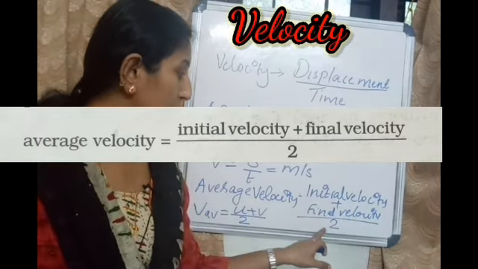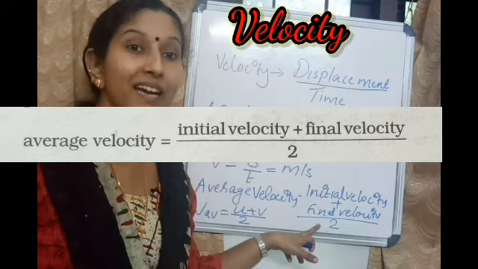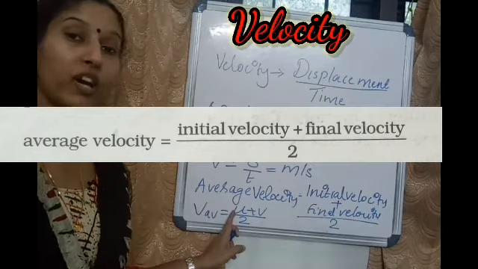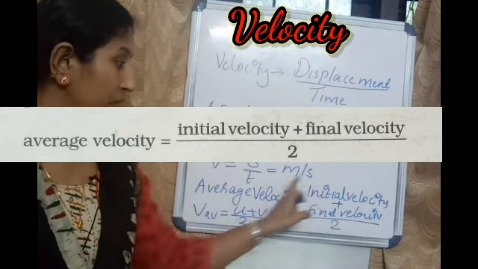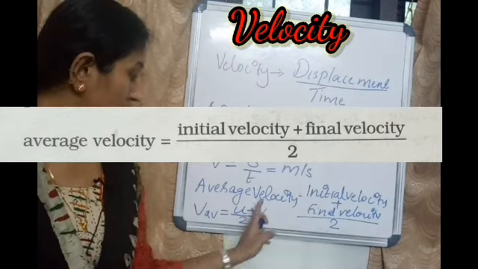What is initial velocity? Velocity at the starting and velocity at the ending. So when we add these two and divide by 2, you will get the average velocity. V average equals, which symbol can you use for initial velocity? U. U is initial velocity and V is final velocity. So U plus V by 2.